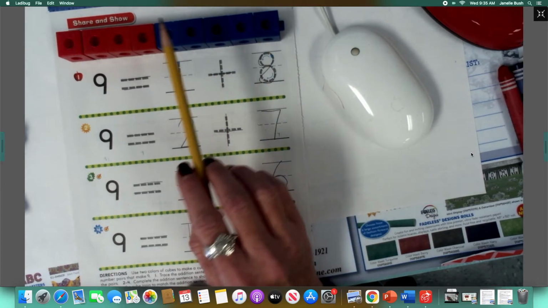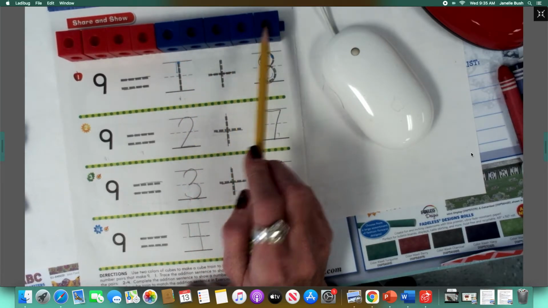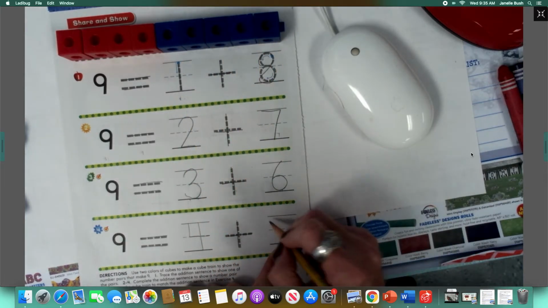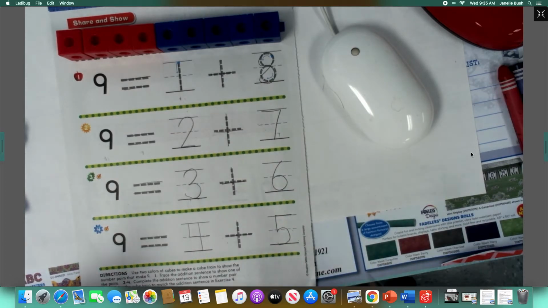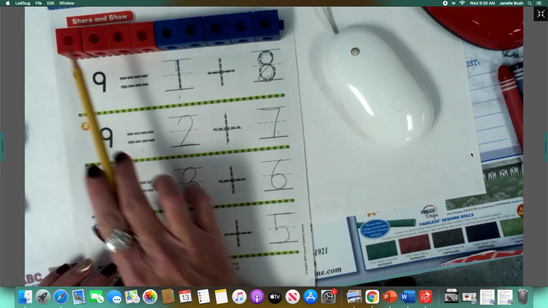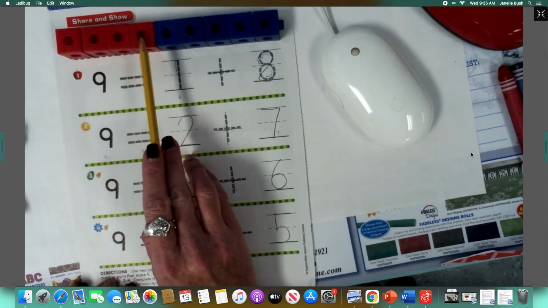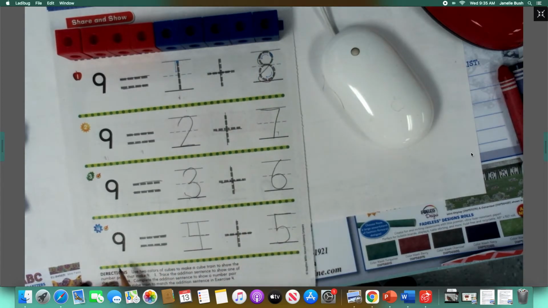Let's count our blue. Ready, set, go. Yes, there are 1, 2, 3, 4, 5. So you should write the number 5. Okay? So if we have 4 red plus 5 blue, we have how many all together? Let's count. 1, 2, 3, 4, 5, 6, 7, 8, 9. So our addition sentence is 9 equals 4 plus 5.